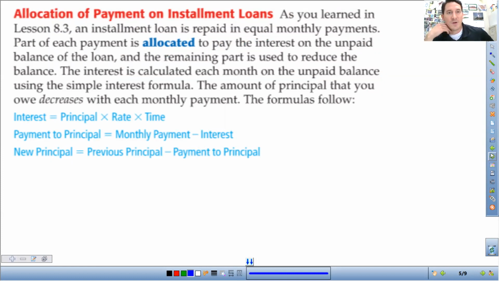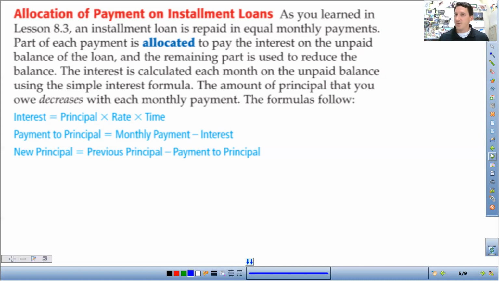As we learned in 8.3, an installment loan is repaid in equal monthly payments. Part of each payment is allocated to pay the interest on the unpaid balance of the loan, and the remaining part is used to reduce the balance. The interest is calculated each month on the unpaid balance using the simple interest formula. The amount of principal that you owe decreases with each monthly payment. The formula follows. Basically, the longer your loan is for, the smaller your monthly payment is going to be.